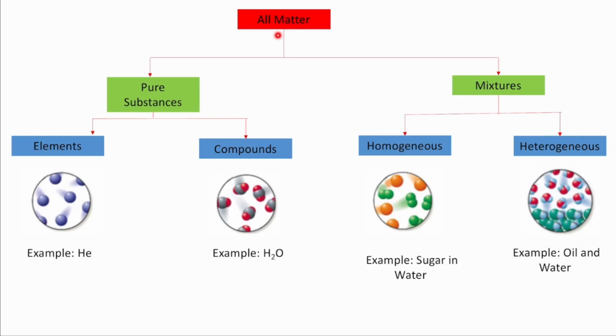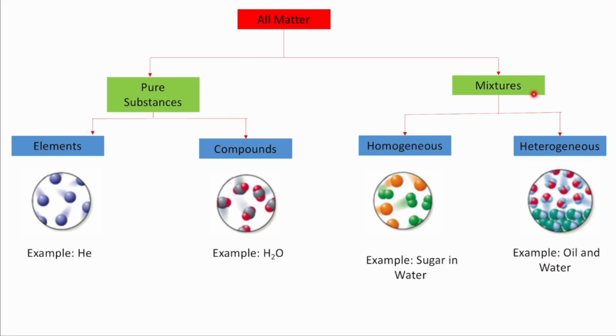Let's go over the different types of matter that we discussed in this lecture. First, we have pure substances that can be elements or compounds. Elements are the ones that we find in the periodic table, for example, helium. Compounds are made out of more than one type of atom. They have a constant composition, for example, water.